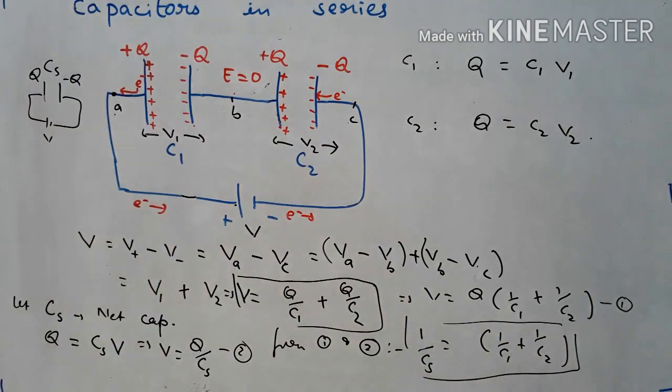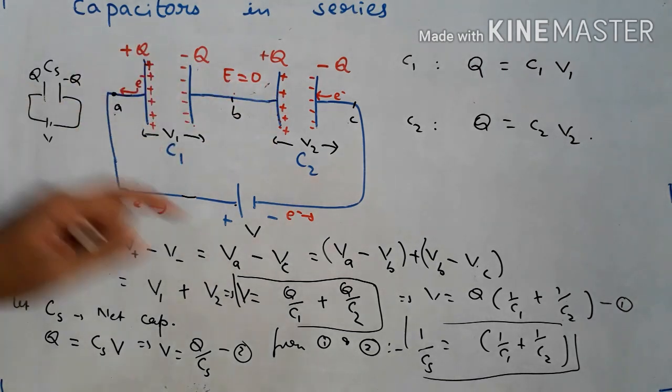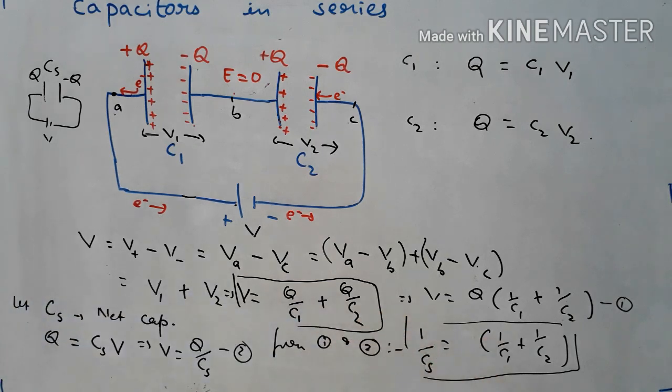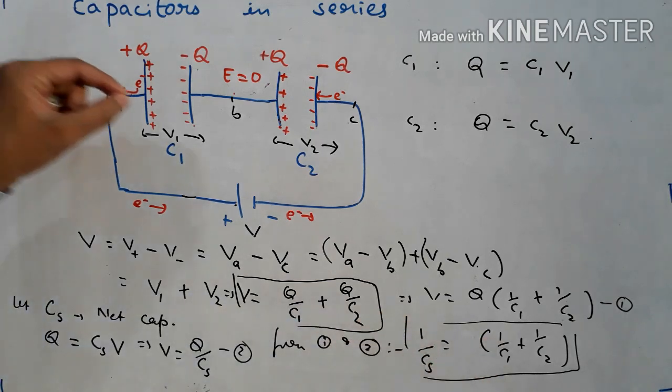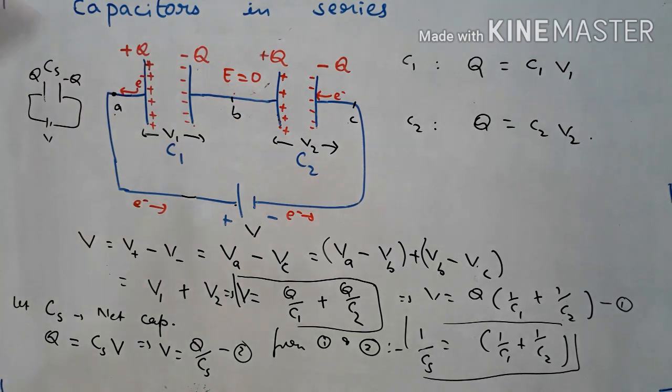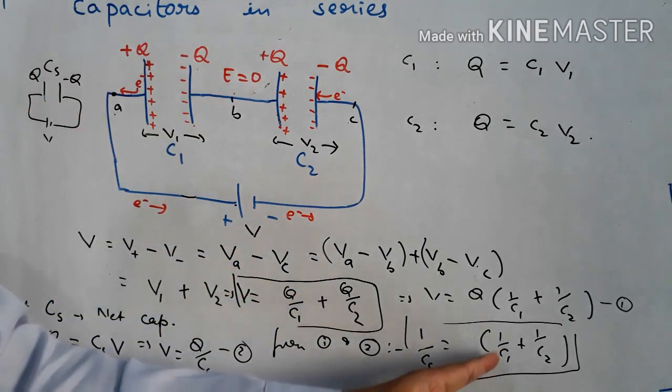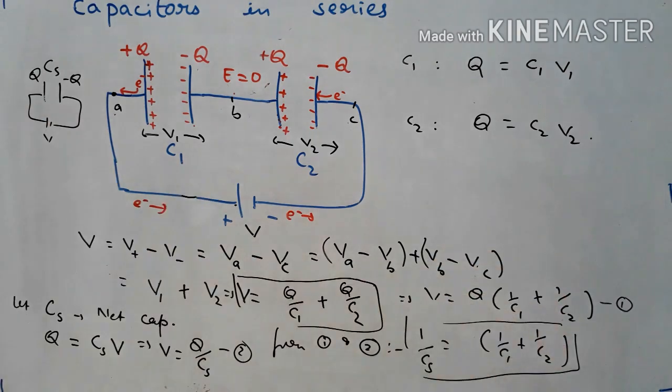which you should remember, you should commit to memory, that if we have series combination of two capacitors, the net capacitance Cs is given by this formula: 1 by Cs is equal to 1 by C1 plus 1 by C2. Instead of 2, if we have 3 or more capacitors, we'll just have more terms: 1 by Cs is equal to 1 by C1 plus 1 by C2 plus 1 by C3 and so on.